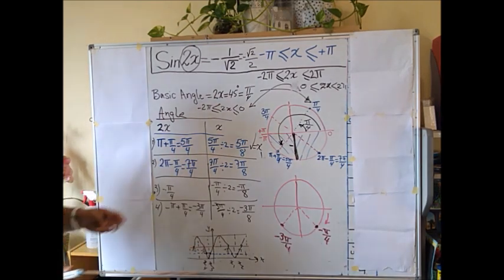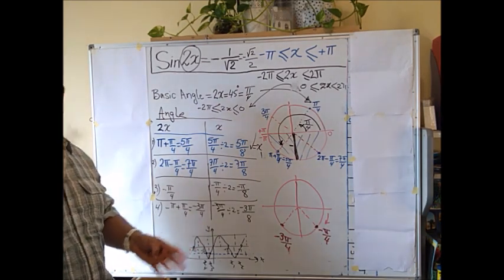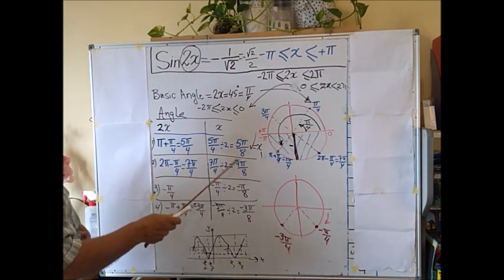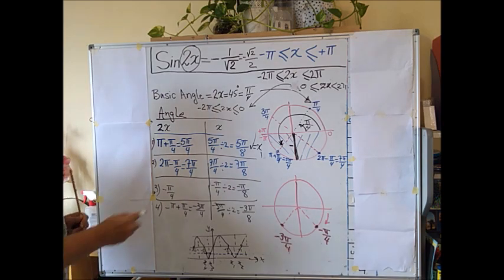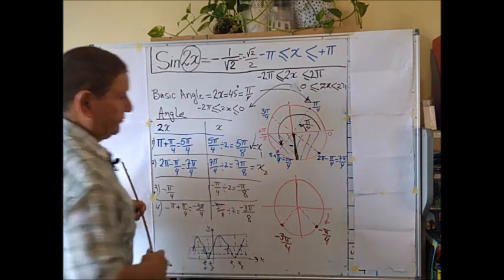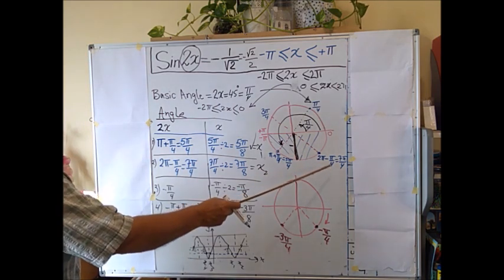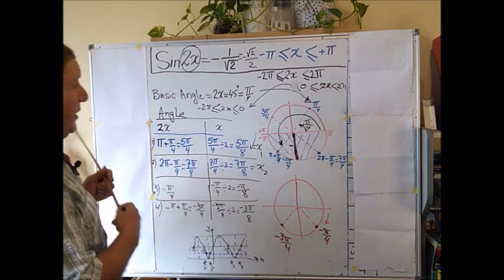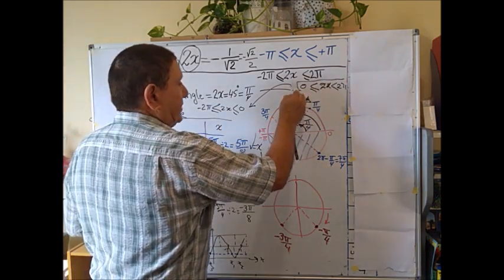Alright, so this is 2x. We are after x, so divide again by 2. That gives you 7 pi over 8. So this is x2, the second solution. Okay, now we have finished this domain, the positive side.